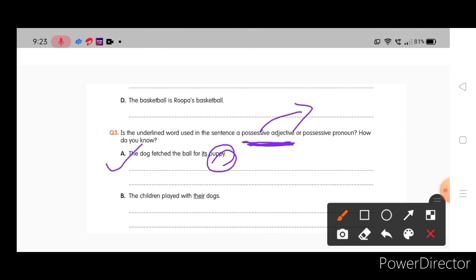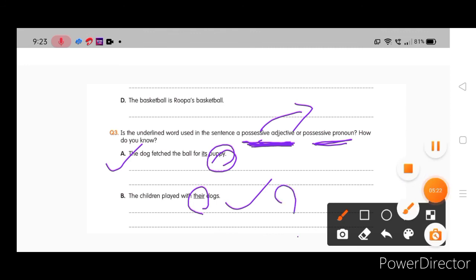Now let us see the second sentence. The children played with their dogs. With their dogs. Now if you see here, the underlined word is there. Is it a possessive pronoun or is it a possessive adjective? You think and you do this. Okay? You have to think and do that.